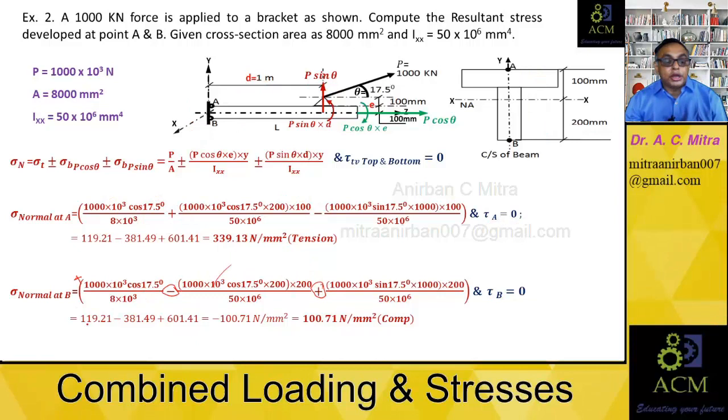So if you calculate it, the tensile stress is coming 11.21. Then this one is coming minus 381.49. And due to that P sin theta, it will be coming plus 601.41. The final answer is coming negative 100.71 Newton per mm square. That means the normal stress at point B is 100.71 Newton per mm square, compressive. So the final answer is: normal stress at A is 339.13 Newton per mm square tension. Shear stress at A is 0. Normal stress at B is 100.71 Newton per mm square compression. Shear stress at B is 0.